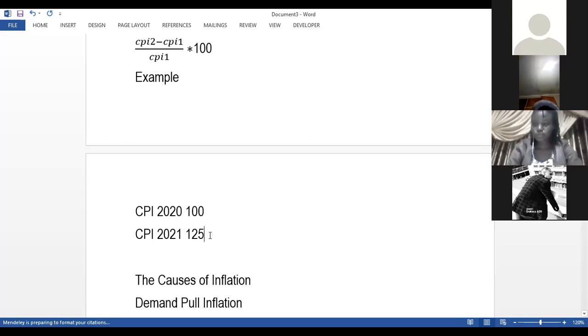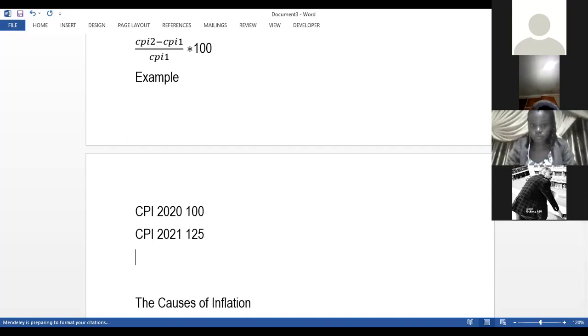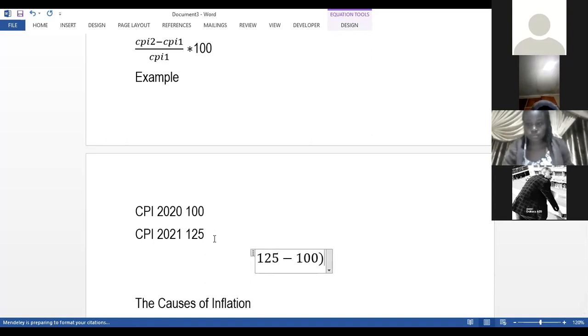All right, so suppose that the consumer price index for 2021 is given as 125, and we have a base year of 2020, which, obviously, if it is a base year, is the one that is deemed to be having the stable prices. So the base year will have a consumer price index of 100. Applying the simple formula, obviously you would say 125 minus 100. Let me try to calculate this. 125 minus 100 over the base year.